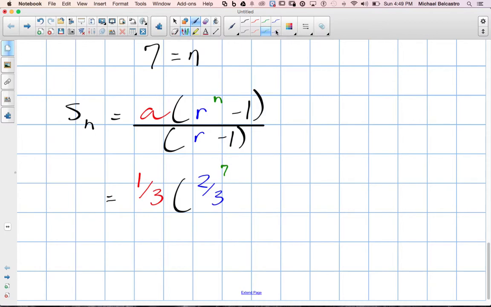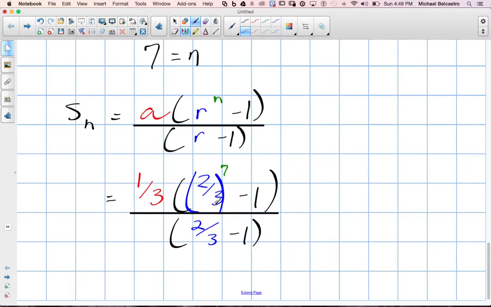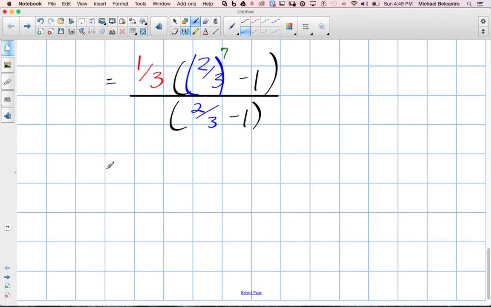So if it's easier to look at, you put that whole thing in brackets there, minus 1, divided by 2/3 minus 1. So you can work with a whole bunch of decimals, or you could work it all out. It's really up to you here. Now this one's going to be a tougher fraction to work out.